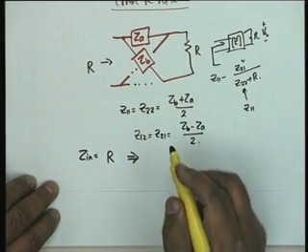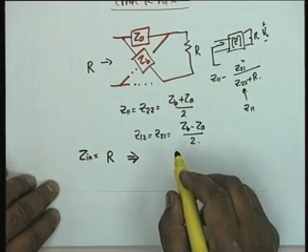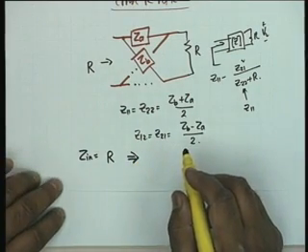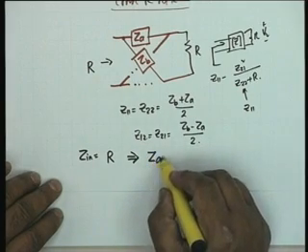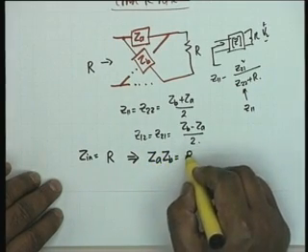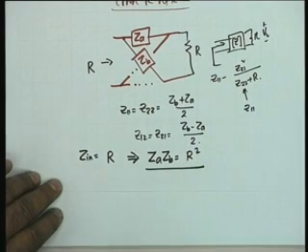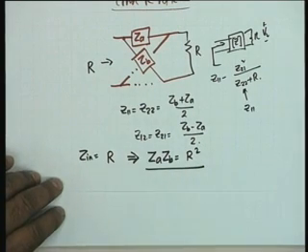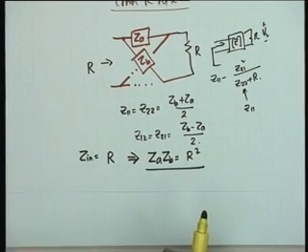implies, pardon me? So Z is equal to R square. That's right, implies that the product should be equal to R square. This is the condition for constant resistance networks. Okay, ZA ZB equal to R square.